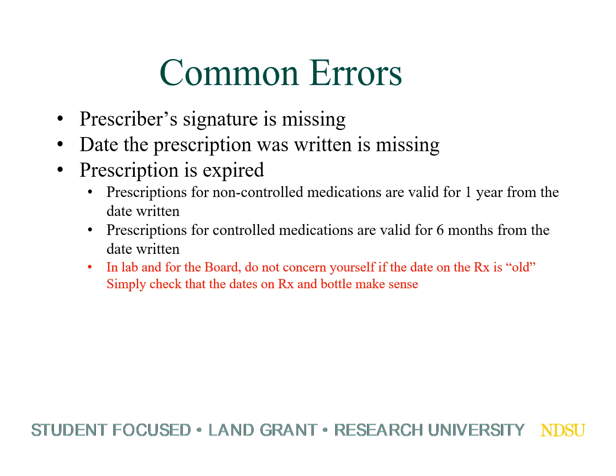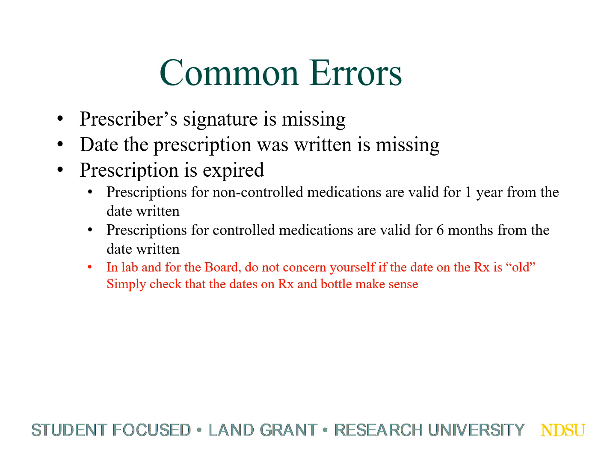So I've seen this sometimes where a patient will bring in a script that was written a couple days ago, but it is entered as if it was written for the day of. Next error is a prescription is expired. So prescriptions for non-controlled medications are valid for 1 year from the date written, whereas prescriptions for controlled medications are valid for 6 months from the date written. So there is a difference in how long they are valid based on if they are controlled or not controlled.